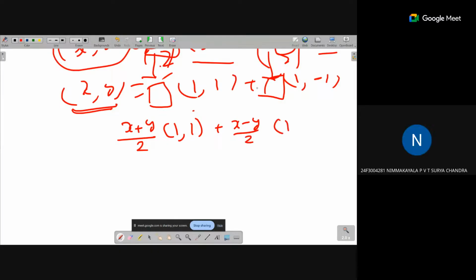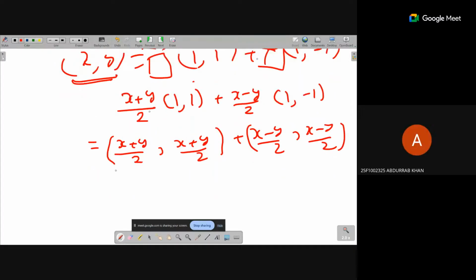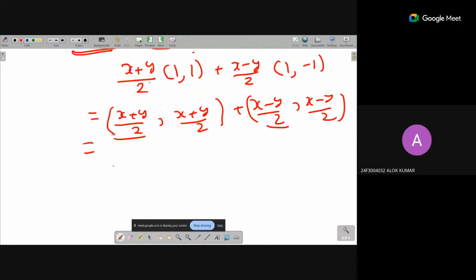Sir, a plus b equal to x and a minus b equal to y. After solving this, we get the a value and b value, right? What is that method? a into 1 comma 1 plus... Let me express this. I am expressing this. Okay, till this point, clear? No doubt. I am multiplying x plus y by 2 into... Okay, now I am going to add this. So adding this.